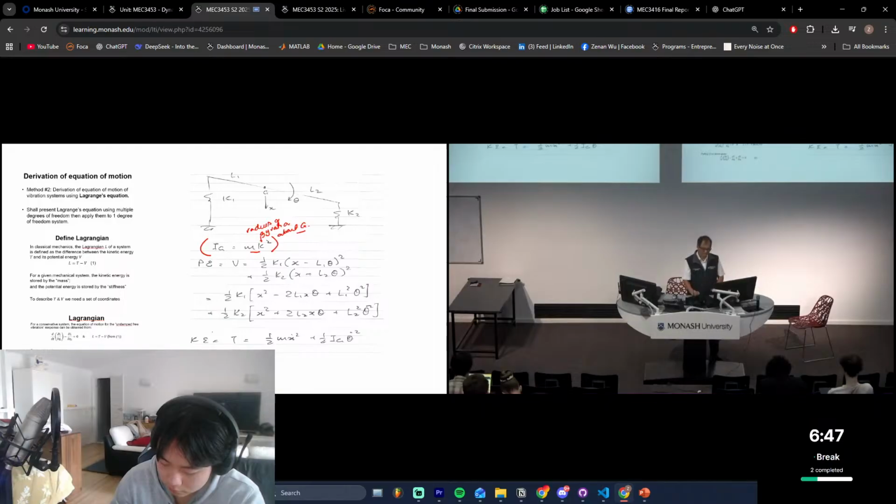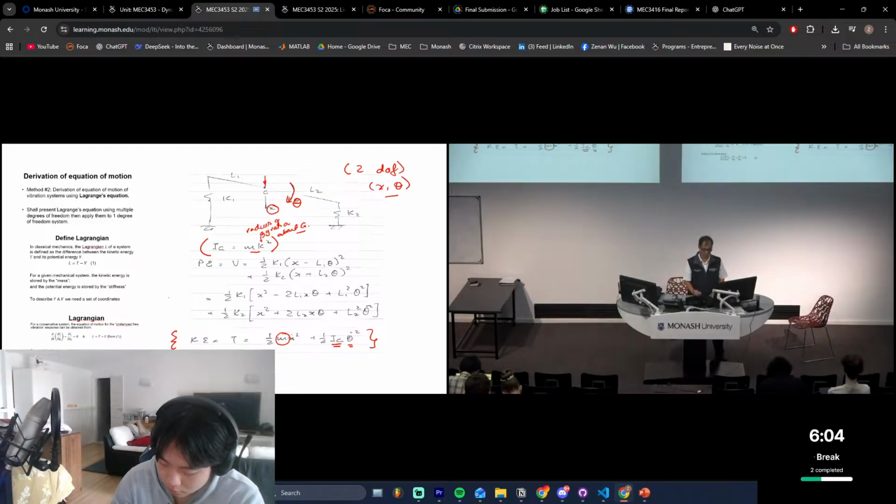Again, I need to know the items that would contribute to my kinetic energy: the mass, and the moment of inertia about the center of mass. Now notice that this here is our generalized coordinate, the rotation of this system, and x is the displacement at the center of mass, which means that this will be a 2 degree of freedom system, x and theta.